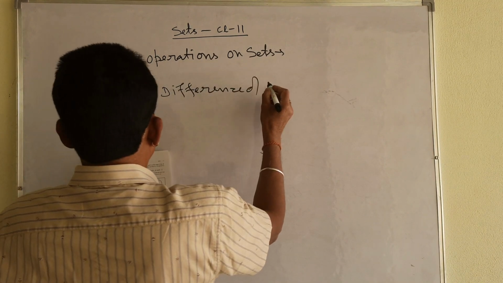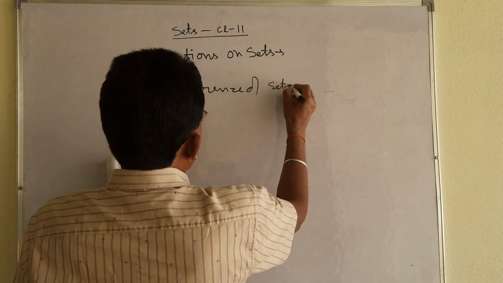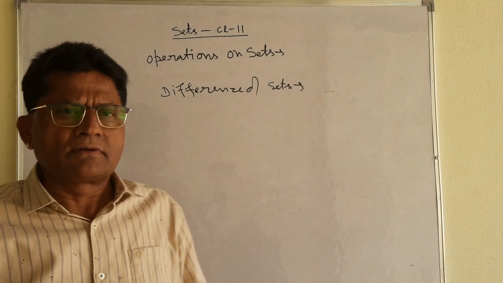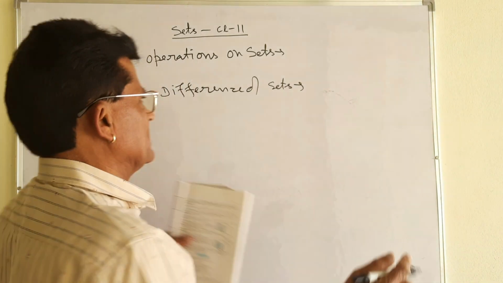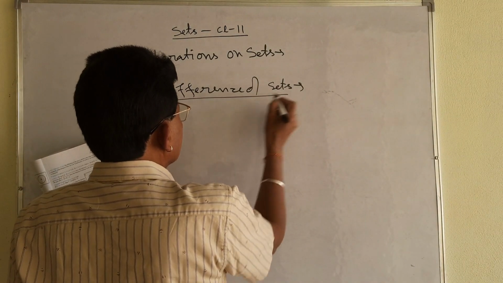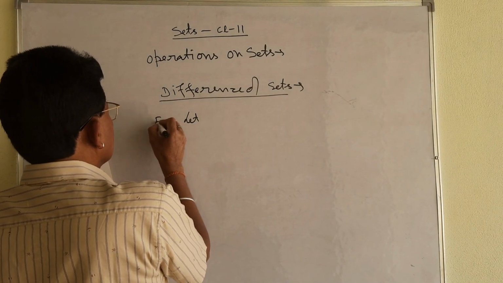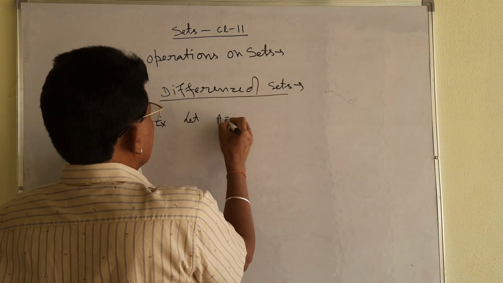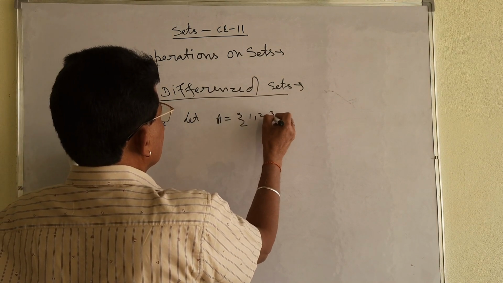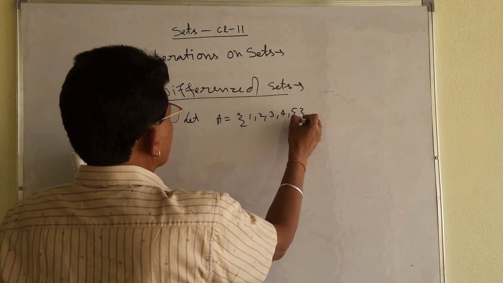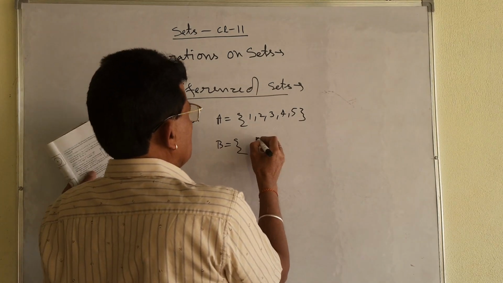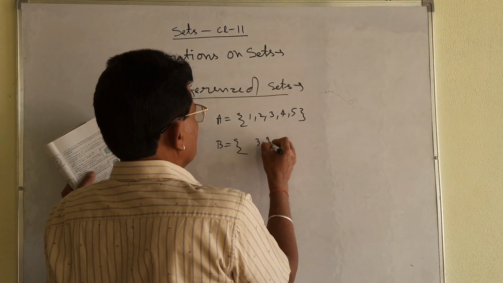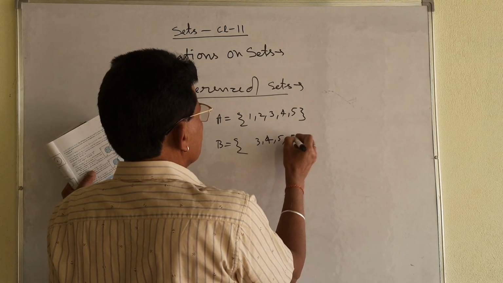Difference of sets. Suppose we want to find out the difference of two sets. Let me take an example. Automatically, you will generate the definition. Set A is equal to {1, 2, 3, 4, 5}, and I am taking the set B as {3, 4, 5, 6}.